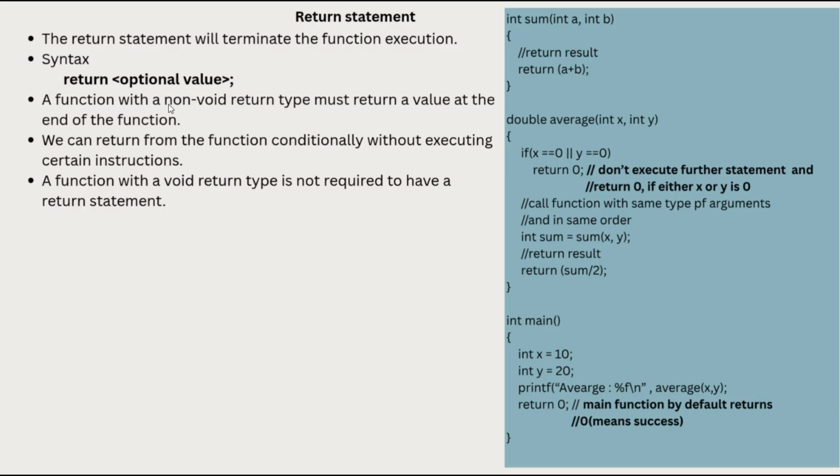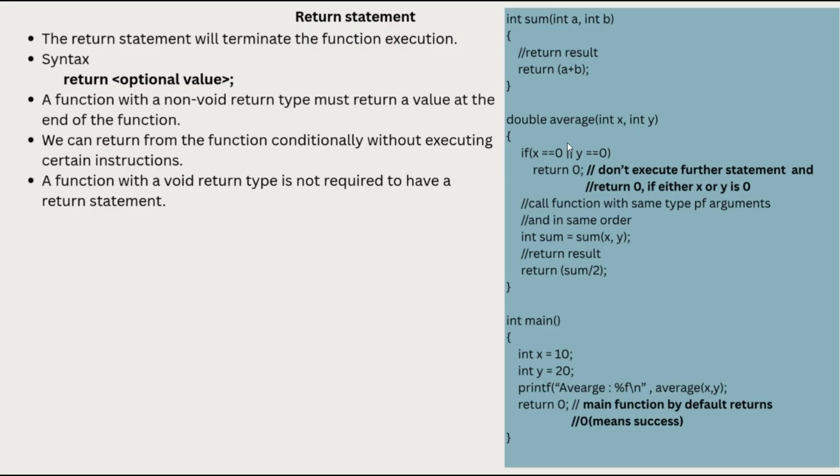If a function has a non-void return type, then it must return a value, otherwise you will get a compile error. And if you have a void function, with return type void, you need not have a return statement. By default it will return at the end of the last instruction. You can also return conditionally, where upon some condition you don't want to execute the instructions and return from the function. So you can do that.